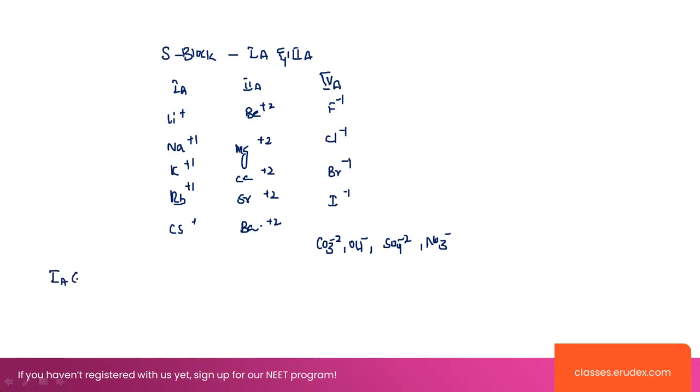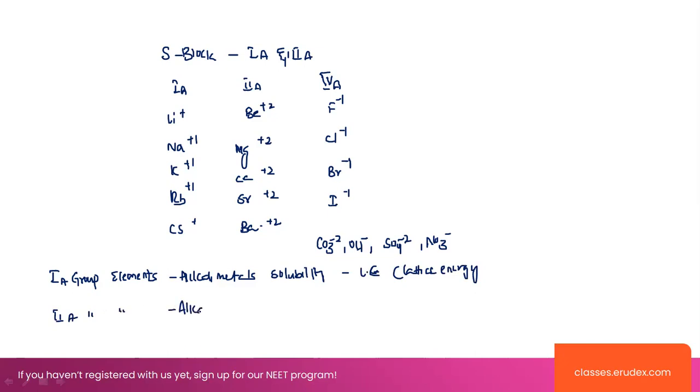So look, in this case we will discuss the stability of S block elements. That means first group elements, that is the alkali metals. Alkali metal solubility is based on the lattice energy. Whereas second group elements, alkaline earth metals, solubility will be based upon the hydration energy.